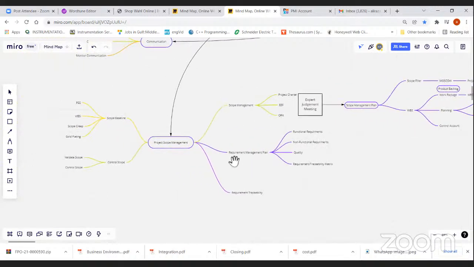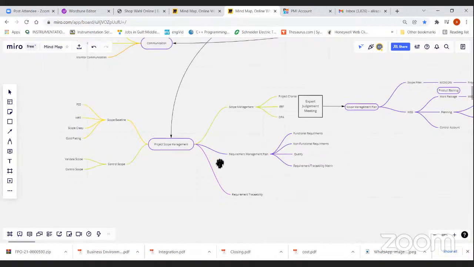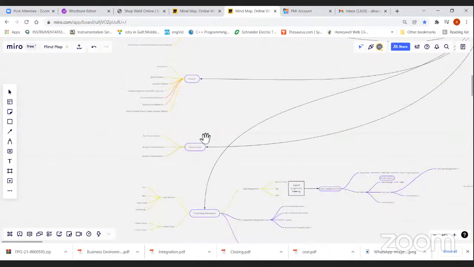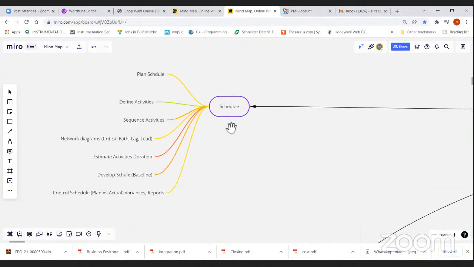Second is the schedule. Can we go to the schedule management plan? This is the second component of the baseline. Here we define the schedule plan, where we define how we are going to manage the schedule. The second process is define activities: what activities we are going to perform, based on the WBS. Third is sequence activities, where we organize the activities in logical order, the order in which we are going to do them.